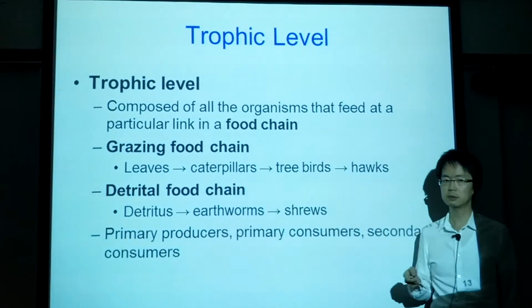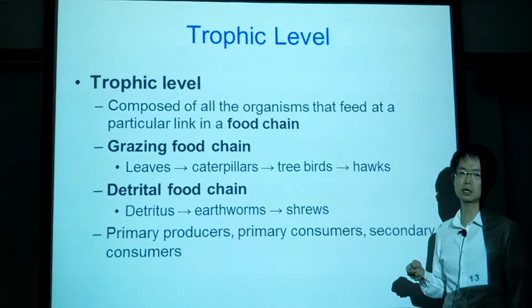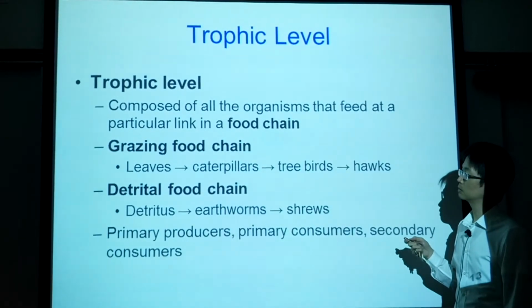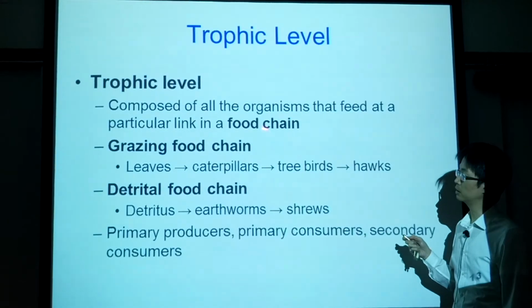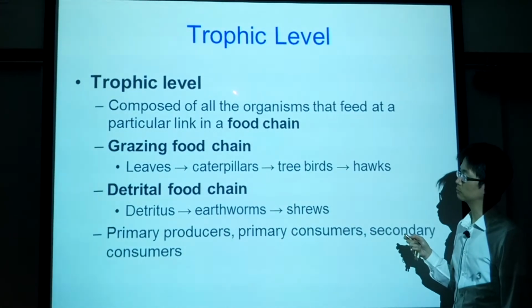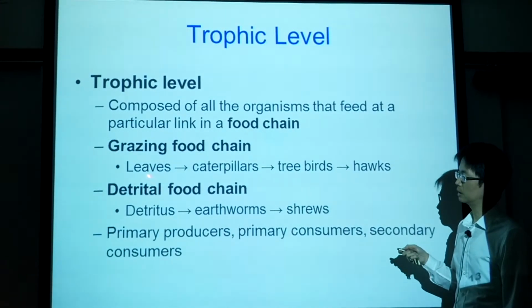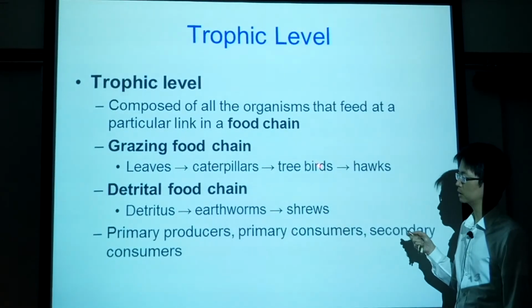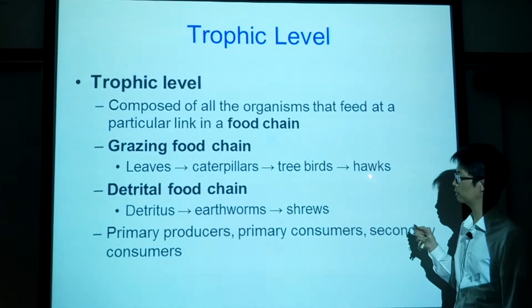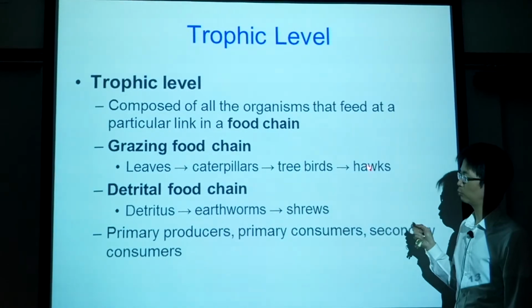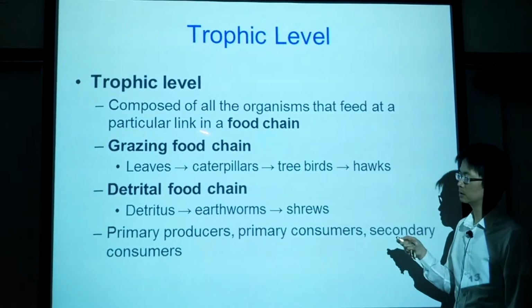So, as I mentioned before, the food web is composed of food chains. We call the food chain composed of different trophic levels. So, for example, these leaves are one trophic level, the caterpillar is the second trophic level, the tree bird is the third trophic level, and the hawk is the fourth trophic level. And for this, we call it one food chain. And this is the grazing food chain.